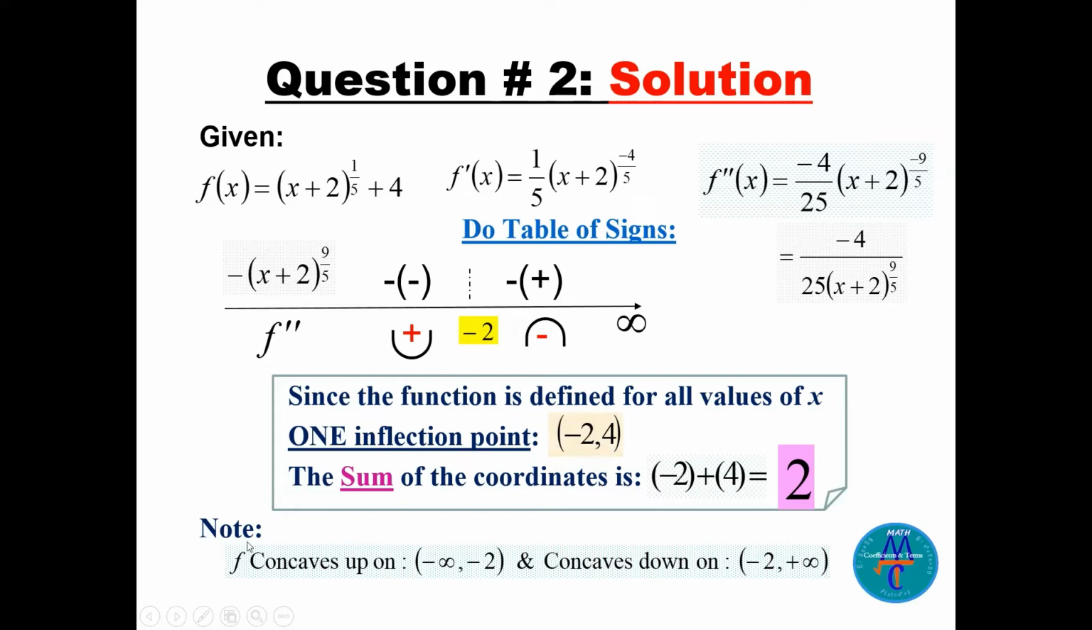Now, just more information here. F concaves up like this, from minus infinity to minus 2, and the function concaves down from minus 2 to plus infinity.